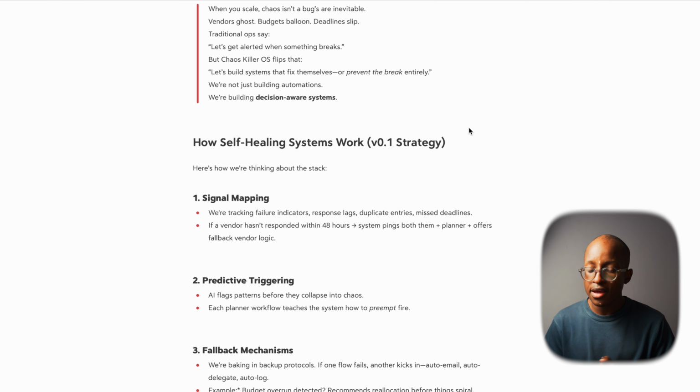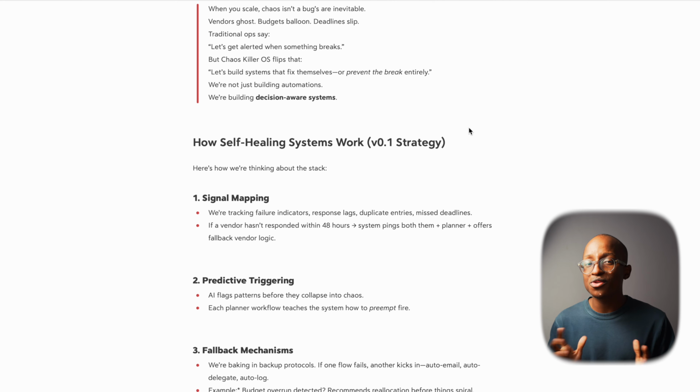So, number 3, fallback mechanisms, which are going to play such a key role. Basically, we're going to build backup protocols, making sure that each and every system that we build has a backup, so that we have fallback measures in place, because I know that into the future fallback measures are going to play such a key role. For example, if one flow fails, then we have another one that kicks in, with auto email, auto delegate, and auto log.